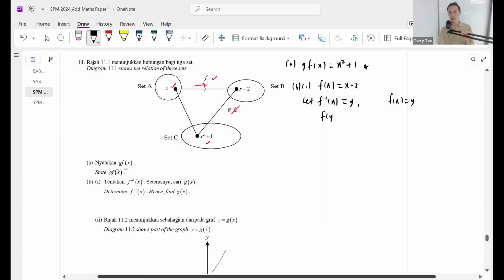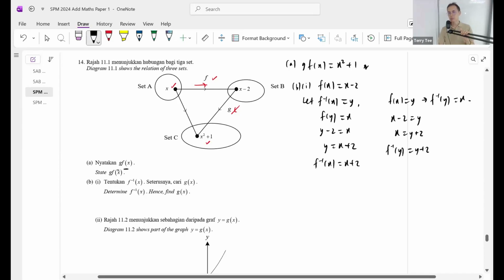Then we switch the position, Fy equals x. For the textbook method, we can substitute. Okay, let me finish this first. This FX is y, x minus 2. Fy is y minus 2. Bring over, make y the subject, which is x plus 2. Therefore, your F inverse x is x plus 2. If you're using this method, we write FX as x minus 2 and make x the subject. Remember, FX is y, therefore F inverse y is now x. Your F inverse y is now y plus 2. F inverse x is now x plus 2. Okay, I found my F inverse.